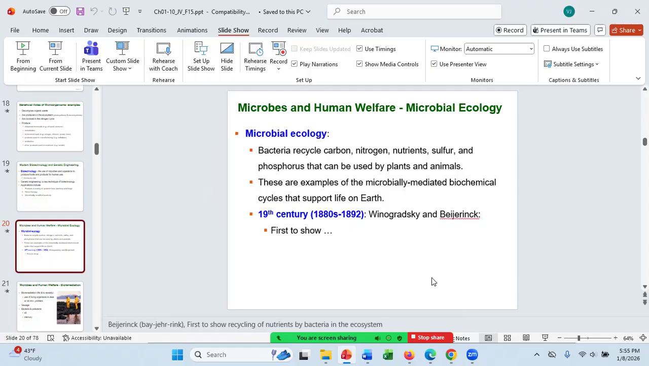Now you should know that Winogradsky and Beijerinck discovered the microbial mediated biochemical cycle supporting life on Earth, but you do not need to know that it was from 1880 to 1892 that they discovered these different cycles. You don't need to know the year. Any question about any of that?